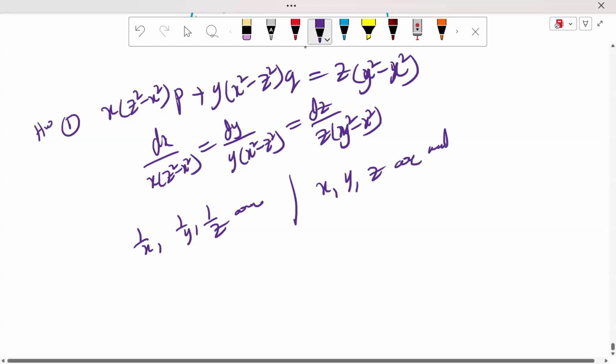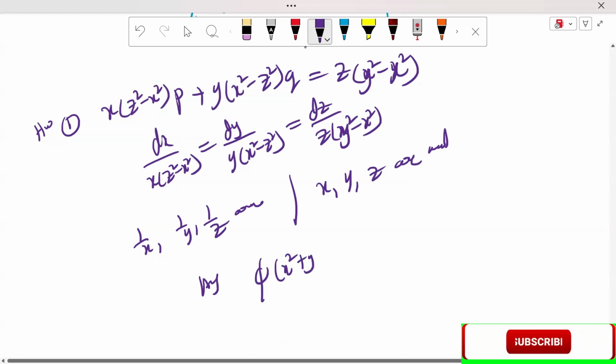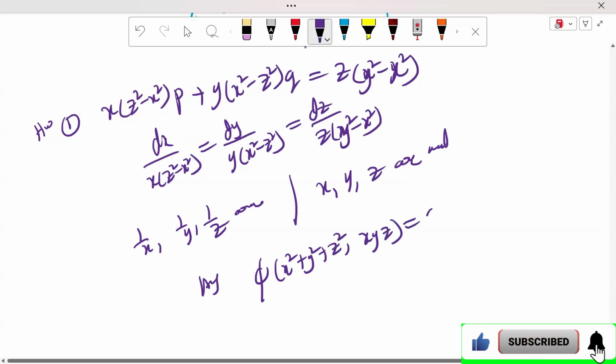Therefore, finally the right answer is phi of x square plus y square plus z square comma xyz is equal to 0. This is the final answer, sir.